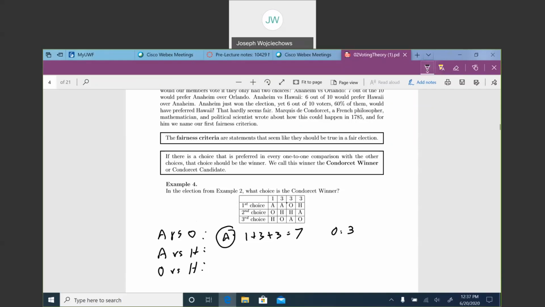Okay, now let's look at Anaheim versus Hawaii. Okay, Anaheim's preferred here. Anaheim's preferred here.